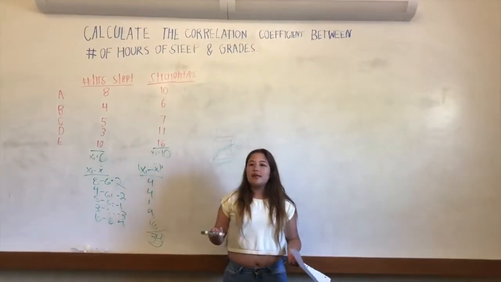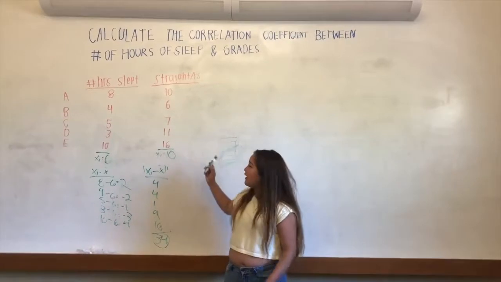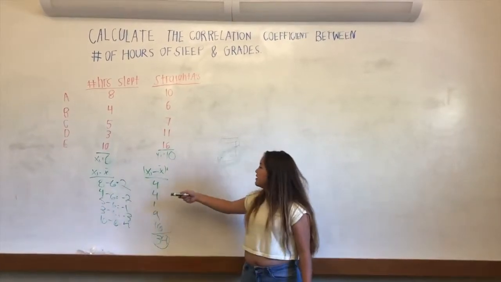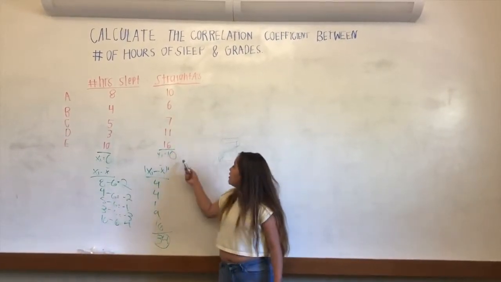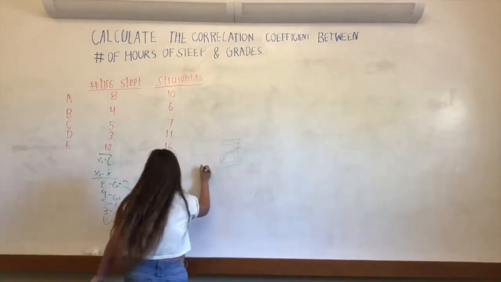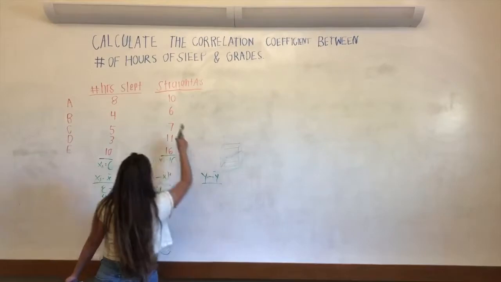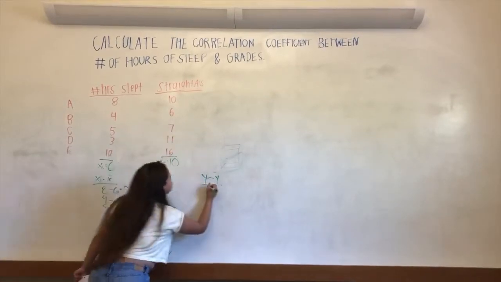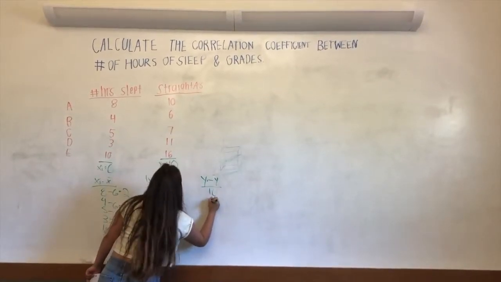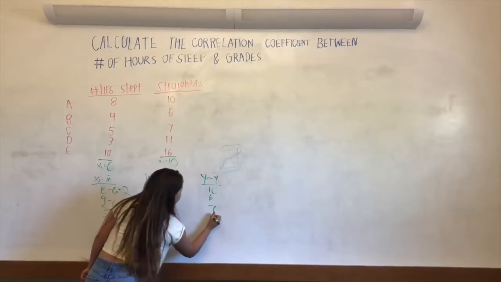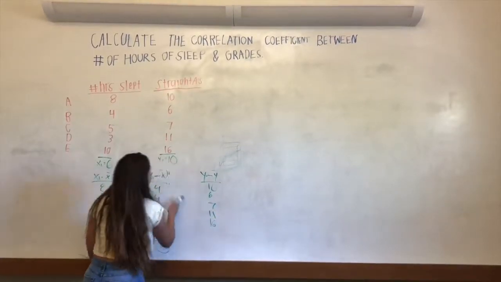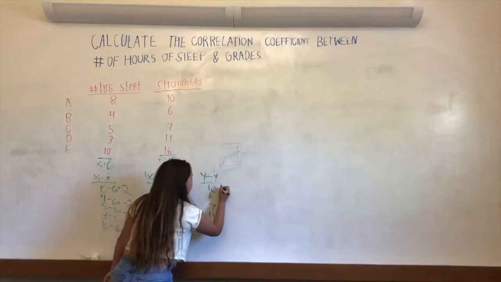Now for the fourth step, we're going to do the same for Y. We're going to repeat the same steps, but with the samples of Y. So this would look like this, and we're going to copy each value. So it will be 10, 6, 7, 11, 16, and we're going to subtract the mean of 10.